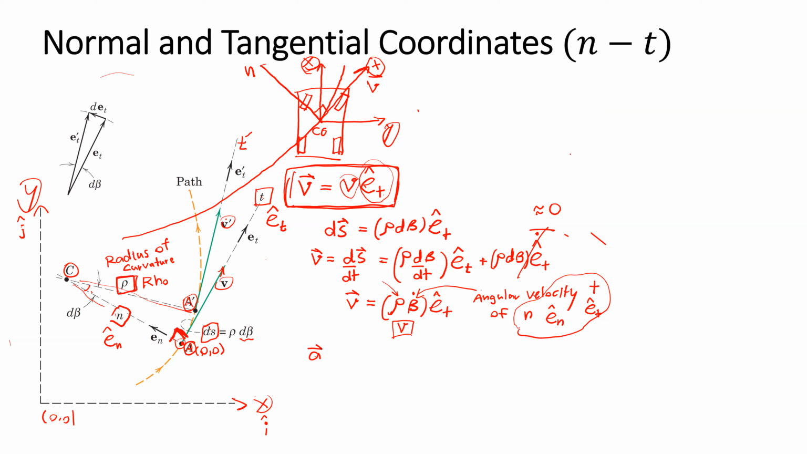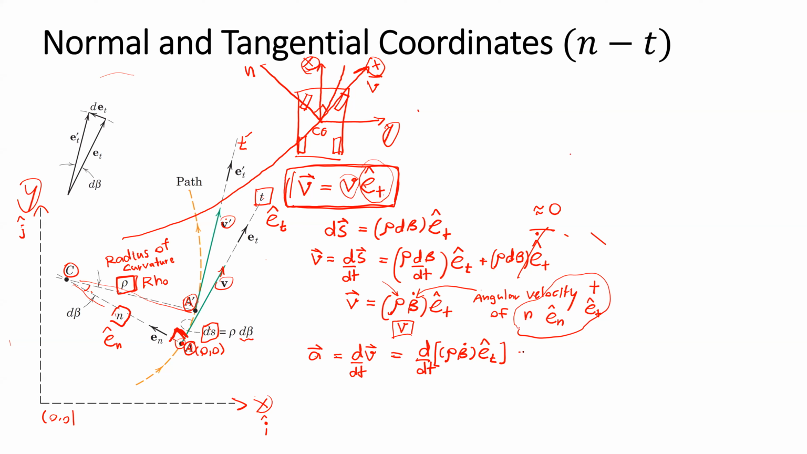the acceleration, which is the time derivative of the velocity. So it is equal to d by dt of the rho beta dot and the unit vector. D by dt of this will be the acceleration.